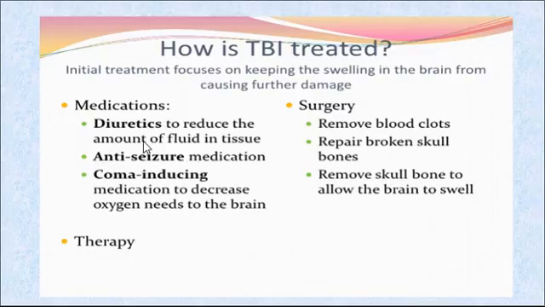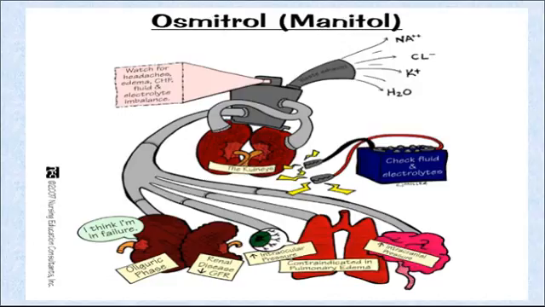How is TBI treated? Diuretics, anti-seizure medicines, coma-inducing medicines, surgery. I'm going to go through these. So here we have osmotrol. I'm so used to calling it mannitol. Osmotrol talks about this on page 954 in your text under drug therapy. It's an osmotic diuretic. It is not a continuous infusion. It is given in boluses and followed with furosemide. So it pulls the fluid out. It's for cerebral edema, and then to prevent fluid overload in the rest of the body.